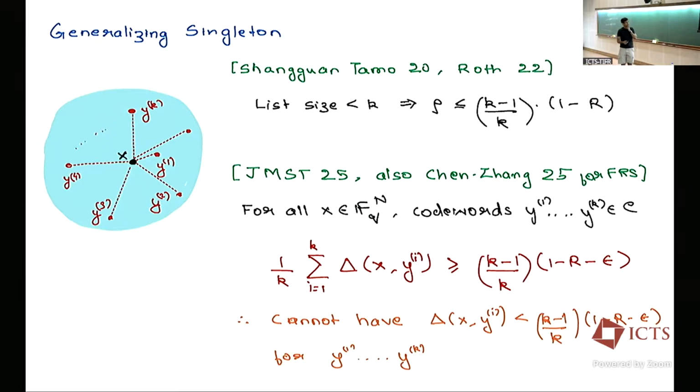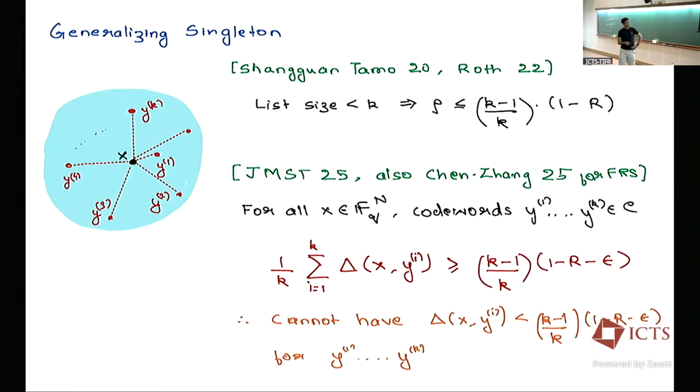And what we show, and what Chen and Zhang also show for folded Reed-Solomon, is that actually for any x, some arbitrary center x, let's say, and for any k code words y1 to yk, the average distance of these code words from x is at least (k minus 1) over k times (1 minus r). Okay. For this talk, please ignore the epsilons. They're important, but they can be made arbitrarily small. Okay. So the average distance is at least (k minus 1) over k times (1 minus r).